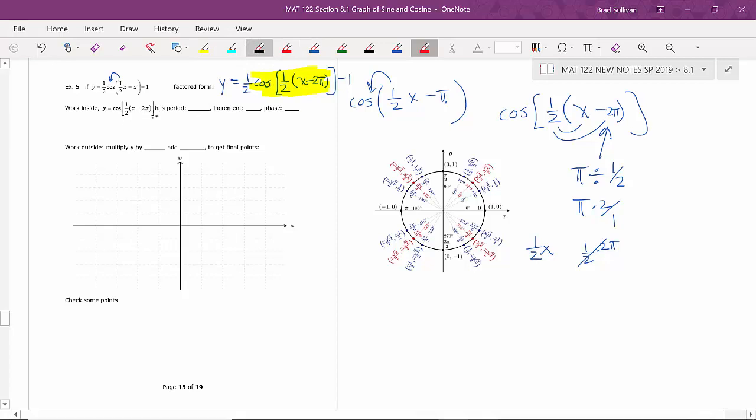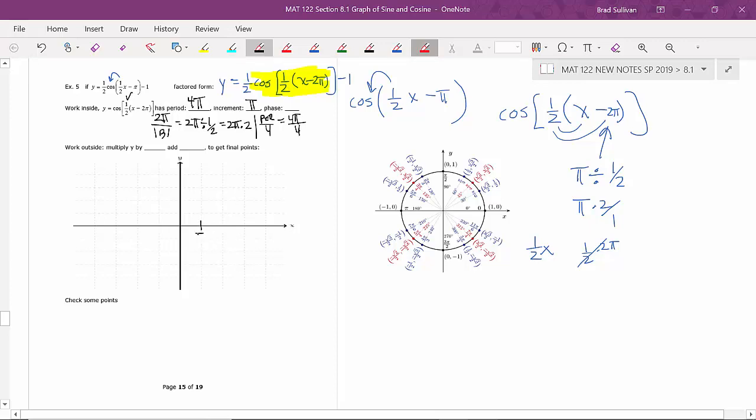All right, so the period is 2 pi over b. B is 1/2, so that would be 2 pi divided by 1/2. So that's 2 pi times 2, which gives 4 pi. We're just going to graph through one period on this. The increment is the period over 4. The period's 4 pi. Divide that by 4, you get pi. Now that immediately tells me that on my x-axis, I just need to count by pi's.